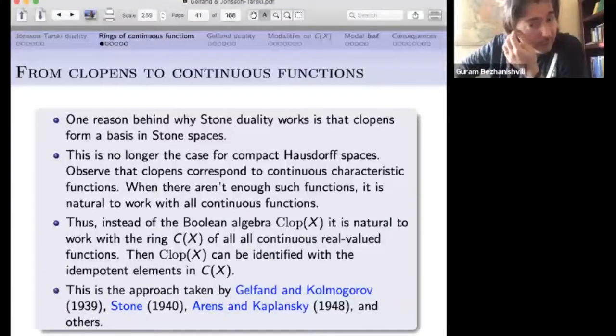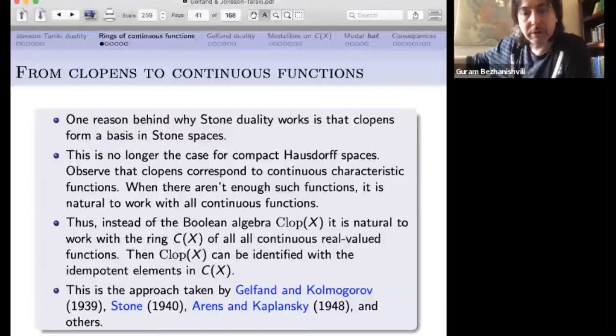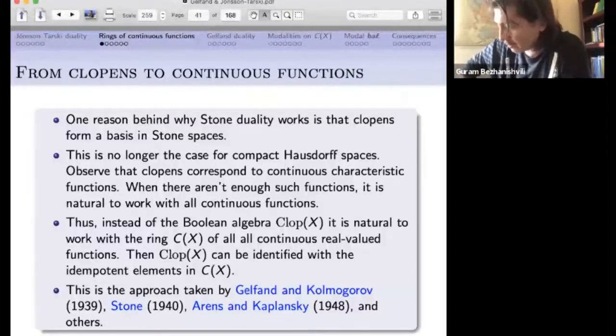This is the approach taken in, and the history goes even before, but the earliest I want to go to is this paper by Gelfand and Kolmogorov of 1939, when they started to characterize compact topological spaces by means of rings of continuous functions on them. And then Stone actually had similar ideas independently in the early 1940s. And then later on, this famous line of research of Kaplansky also provided some interesting results in these directions. The story doesn't end here, but I didn't put all the references here.